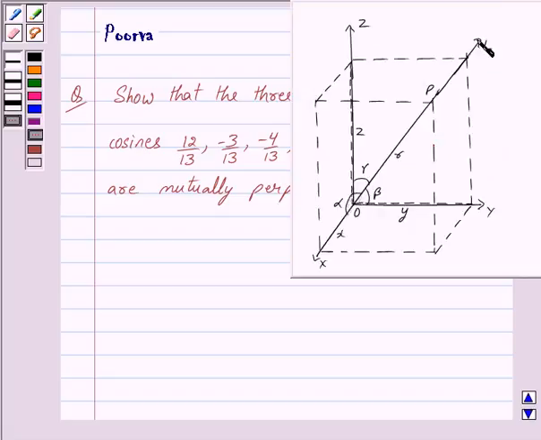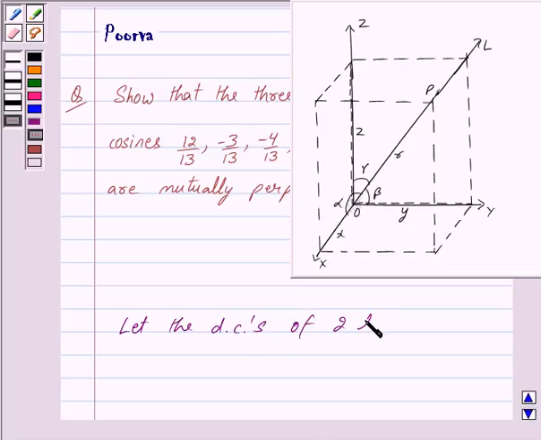If a directed line L passing through the origin makes angles alpha, beta and gamma with the x, y and z axes respectively, then the cosines of these angles, namely cos alpha, cos beta and cos gamma, are called the direction cosines of the directed line L.